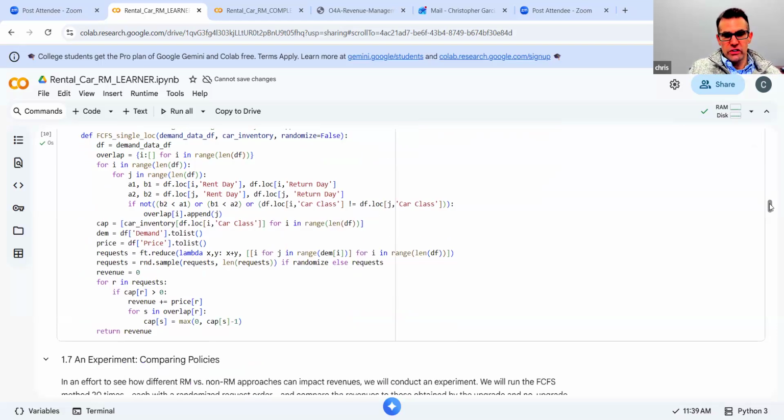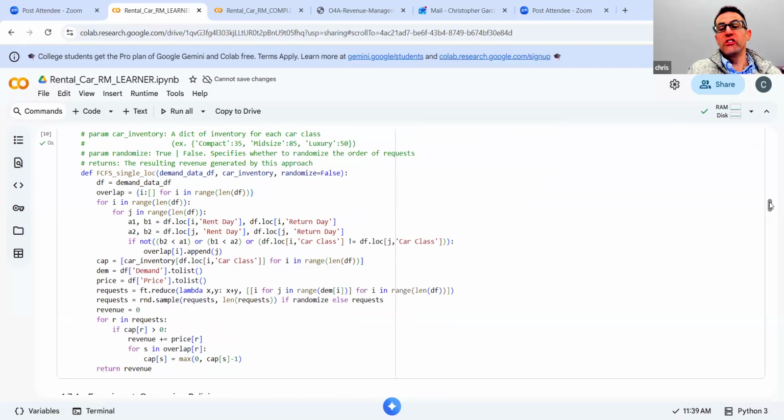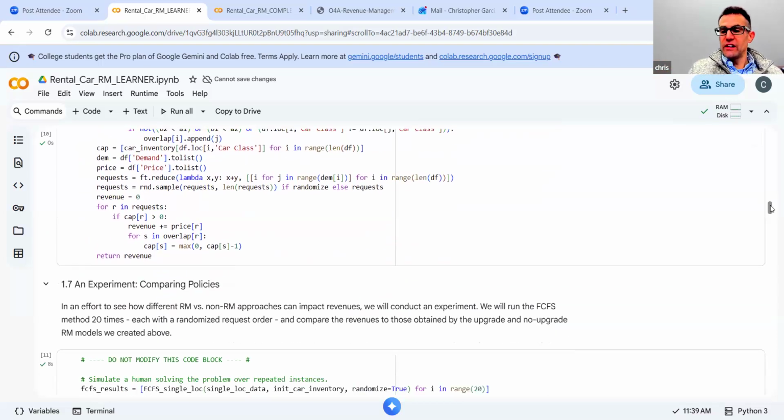So I've got a function here which is going to simulate that first come, first served decision making that might happen the way a human would do this without revenue management, or maybe a simple computer algorithm that just takes the reservations as they come in. And this is just going to allow us to see different policies here. So what I'm doing in this simulation is we're going to run this 20 times at random, randomizing the order of the requests that come in for all the demands. And we're going to see the results here.